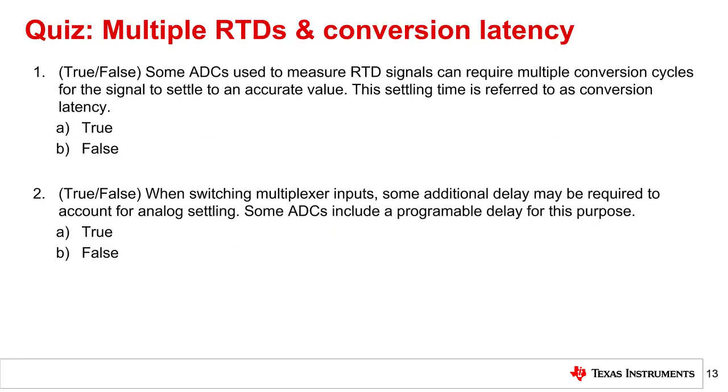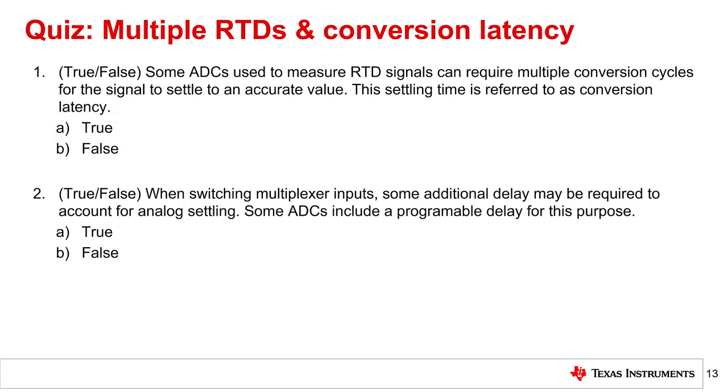Question 1. True or false? Some ADCs used to measure RTD signals can require multiple conversion cycles for the signal to settle to an accurate value. This settling time is referred to as conversion latency. The correct answer is A, true.